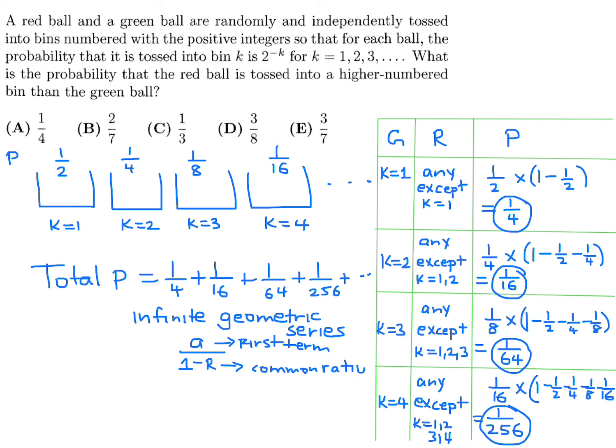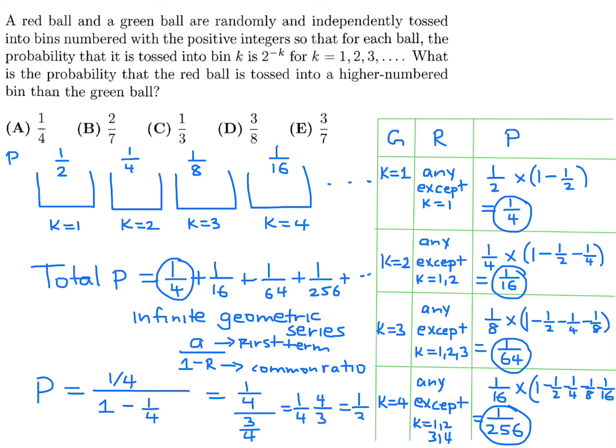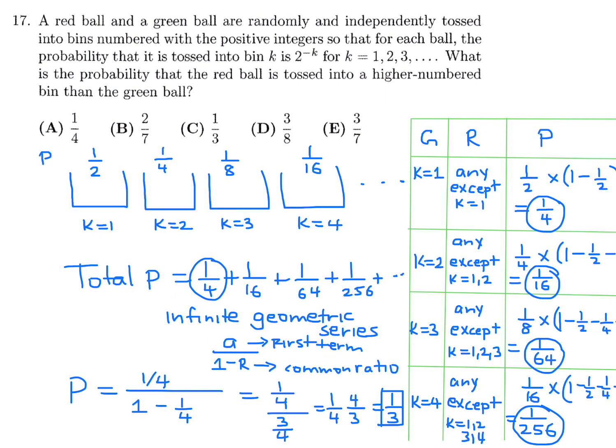So in this question, what is the first term and what is the common ratio? So that means my total probability. A, well, first term is a quarter, so that's A. Common ratio you can get by taking the second term and dividing by the first term. And when you do that, you get a quarter. So the common ratio is a quarter. All right, so this looks like a quarter over 3 over 4. Invert and multiply, and you get 4 over 3, and that is just 1 over 3. So the answer to this question, number 17, is C.